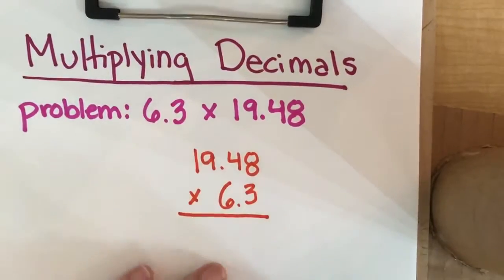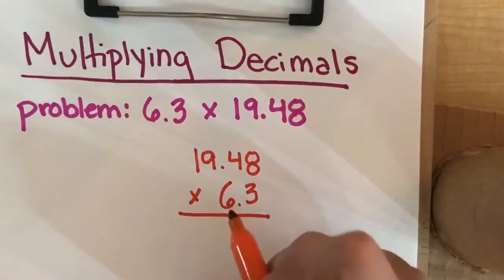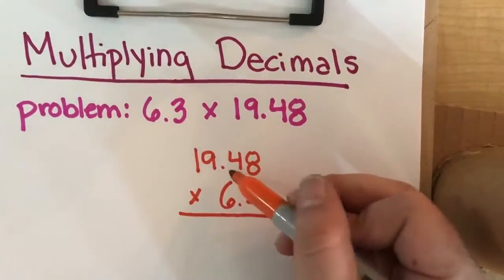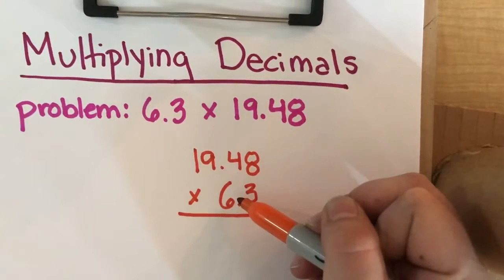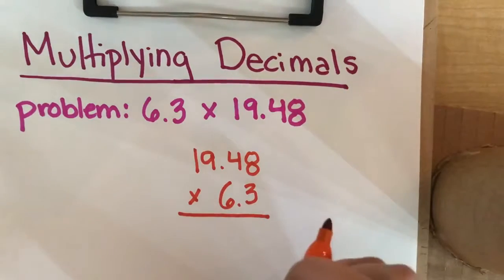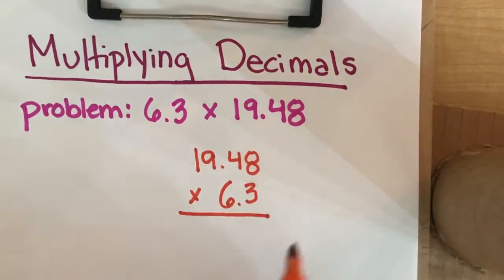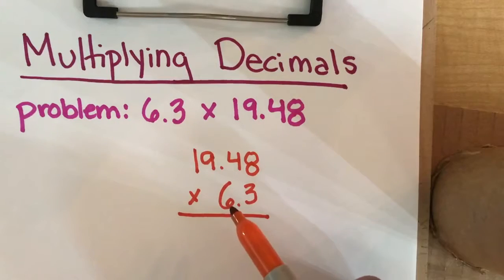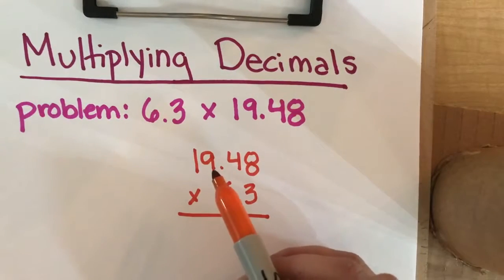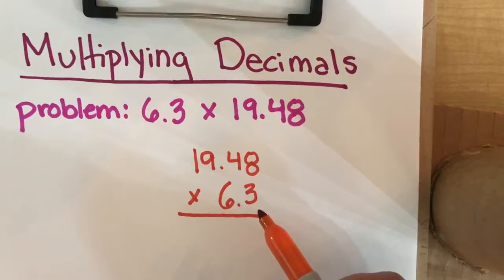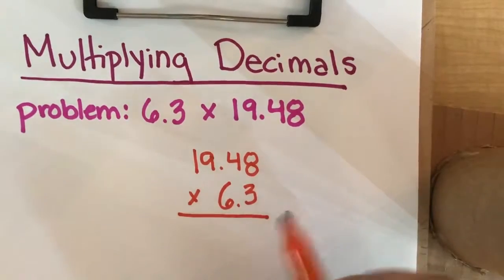When I'm multiplying decimals, this is where it's a little different from adding and subtracting decimals, and I don't need to line up the decimals. In fact, I'm going to forget about the decimals for a while. I'm just going to multiply these like I'm multiplying 1,948 times 63. I'm just going to ignore the decimals for right now.